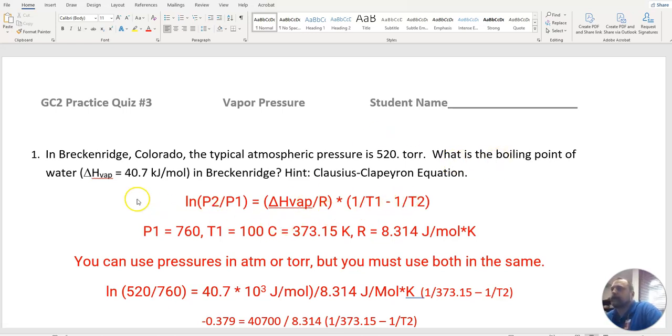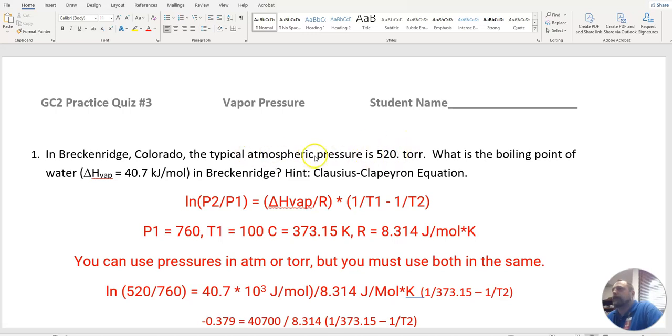The first one up, they gave me delta H vaporization, but it needs to be in joules per mole. So I'm going to have to convert that from kilojoules per mole. So I'll get 40,700 joules per mole. R is going to be 8.314 joules per mole per Kelvin. So that's why I had to go to joules. You can actually use torr or atmosphere for your pressures, but they've got to both be the same. All right, both the same units. And then you want to be real careful about your T1 and your T2 versus your P2 and P1. Make sure you keep those together.